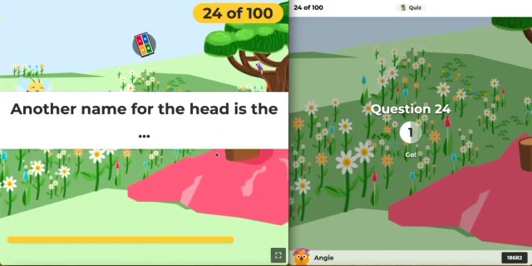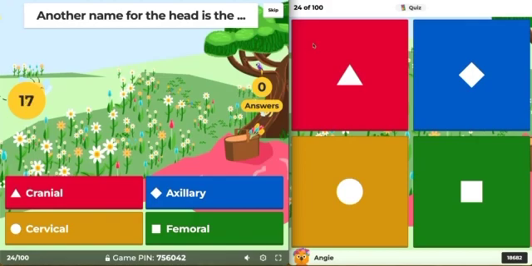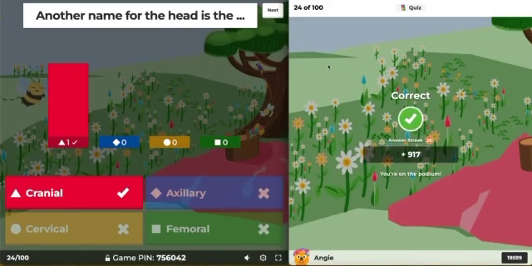Another name for the head is known as the cranial. This is because the cranial holds your brain. So you know your head, it holds your brain, so your cranial holds your brain as well.